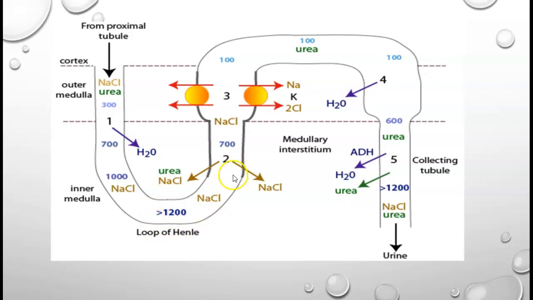And then 700, 100, and then we start getting more concentrated urine here. The collecting tubule is what kind of sorts all this out at the end and kind of mediates it.